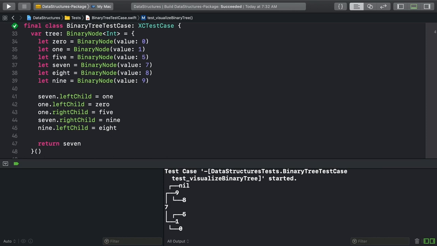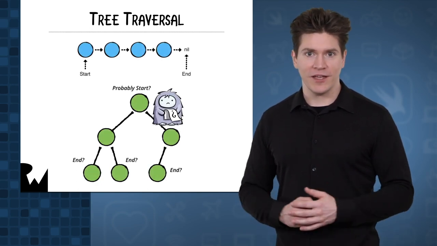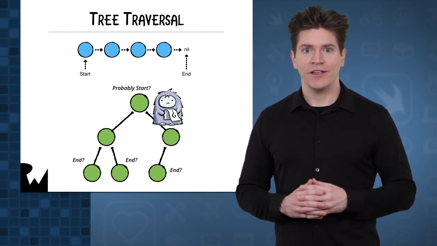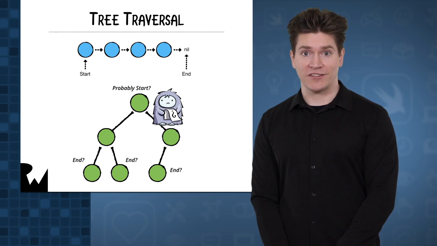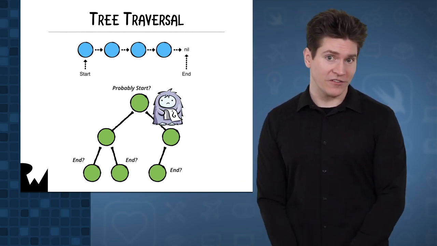Now we have a binary tree, but what can we do with it? How do we go through a tree like we might iterate through an array? Iterating through a tree is commonly referred to as traversal. Because trees aren't linear, like an array, traversing trees is a little more complicated than just going from left to right. Should nodes on the left have precedence? How should the depth of a node relate to its precedence? The answers to those questions will depend on the problem you're trying to solve.